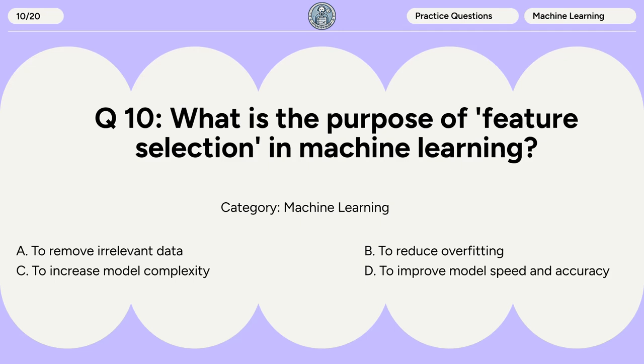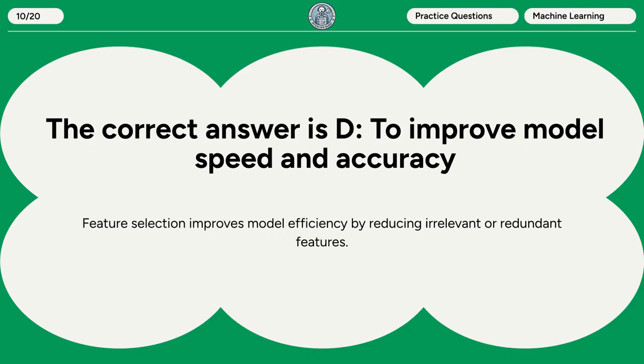Question 10. What is the purpose of feature selection in machine learning? A. To remove irrelevant data. B. To reduce overfitting. C. To increase model complexity. D. To improve model speed and accuracy. The correct answer is D. To improve model speed and accuracy. Feature selection improves model efficiency by reducing irrelevant or redundant features.